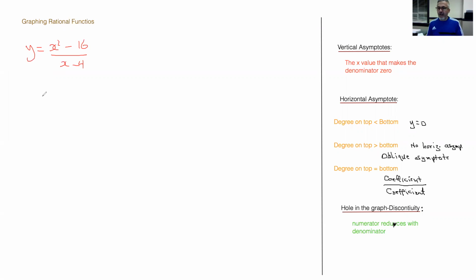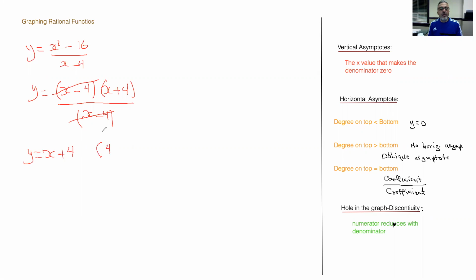And for this one, you always have to factor before you do anything, always factor. So y equals x minus 4, x plus 4 over x minus 4. Now there's a discontinuity, a hole in the graph, if the numerator reduces with the denominator. As you see, x minus 4 reduces with x minus 4, which ends up giving me y equals x plus 4. And then we know we have a hole at 4 because 4 is a discontinuity, since it makes the bottom 0.